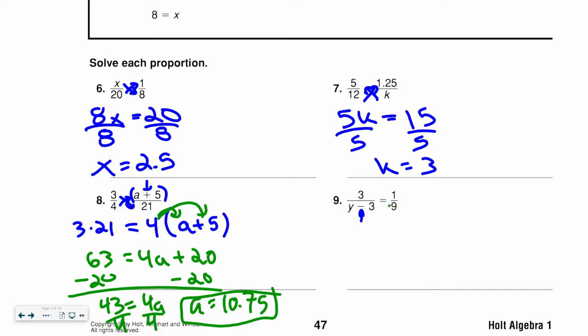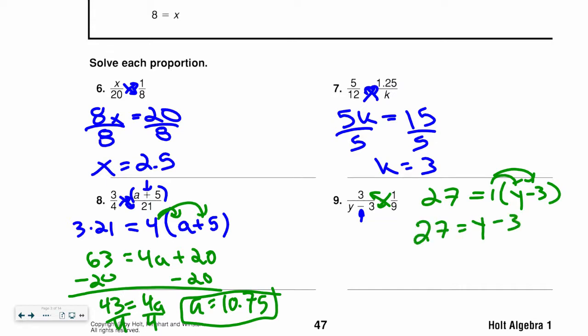I do the same thing every time I see a minus. 9 times 3 is 27 equals 1 times y minus 3. Well, when I distribute, the 1 times anything is just that same thing, so it's just y minus 3. Now I'm going to add 3 on both sides. I got 30 equals y. And I'm done. So that's how I deal with proportions.